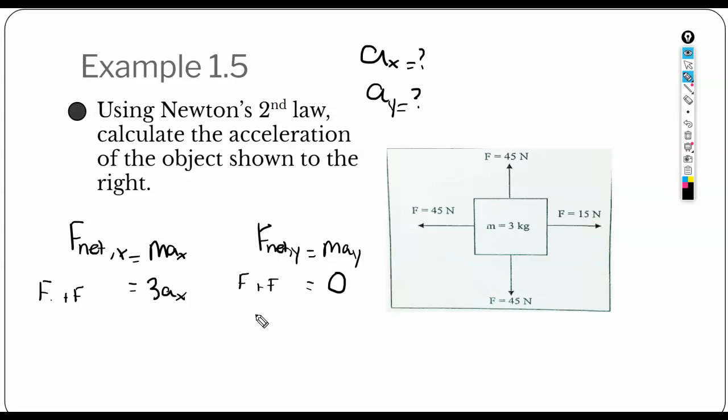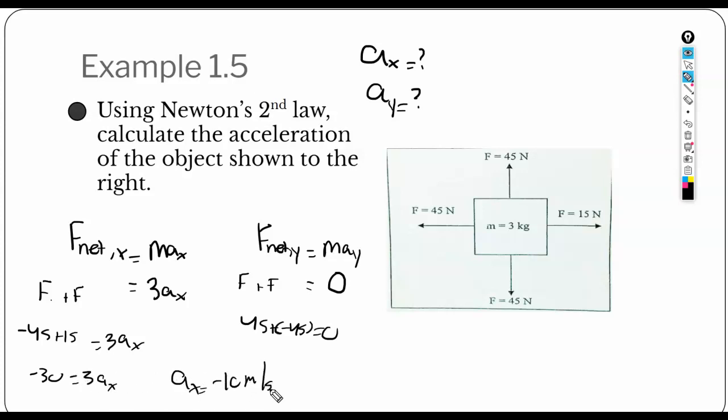And so basically what I'm going to have is 45 plus negative 45 equals 0. And so nothing interesting is happening in the y direction at all. In the x direction, I have negative 45 plus 15 equals 3ax. So that's going to be a net force of negative 30 in the x direction. And so ax is going to be negative 30 divided by 3, which is negative 10 meters per second squared.